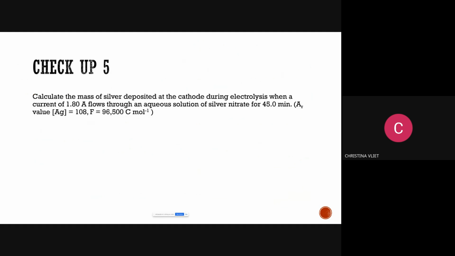But let's take a look at how we would solve an electroplating question. It says calculate the mass of silver deposited at the cathode during electrolysis when a current of 1.8 amps flows through an aqueous solution of silver nitrate for 45 minutes. If I want the mass of silver, the first thing I'm going to need to get is the charge.